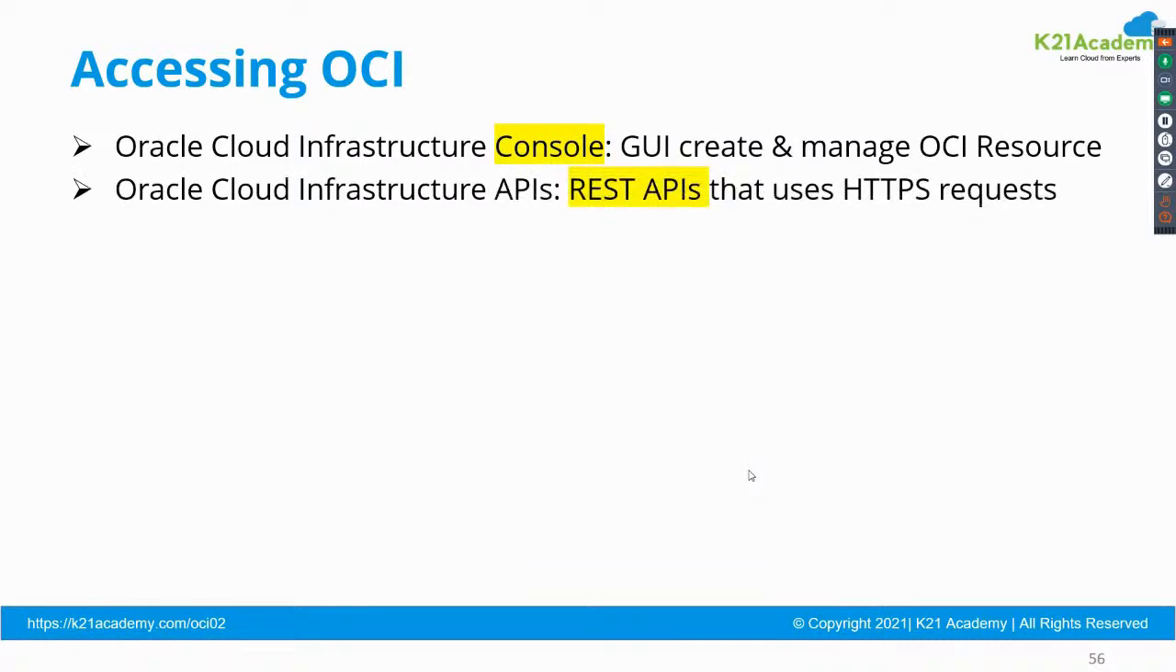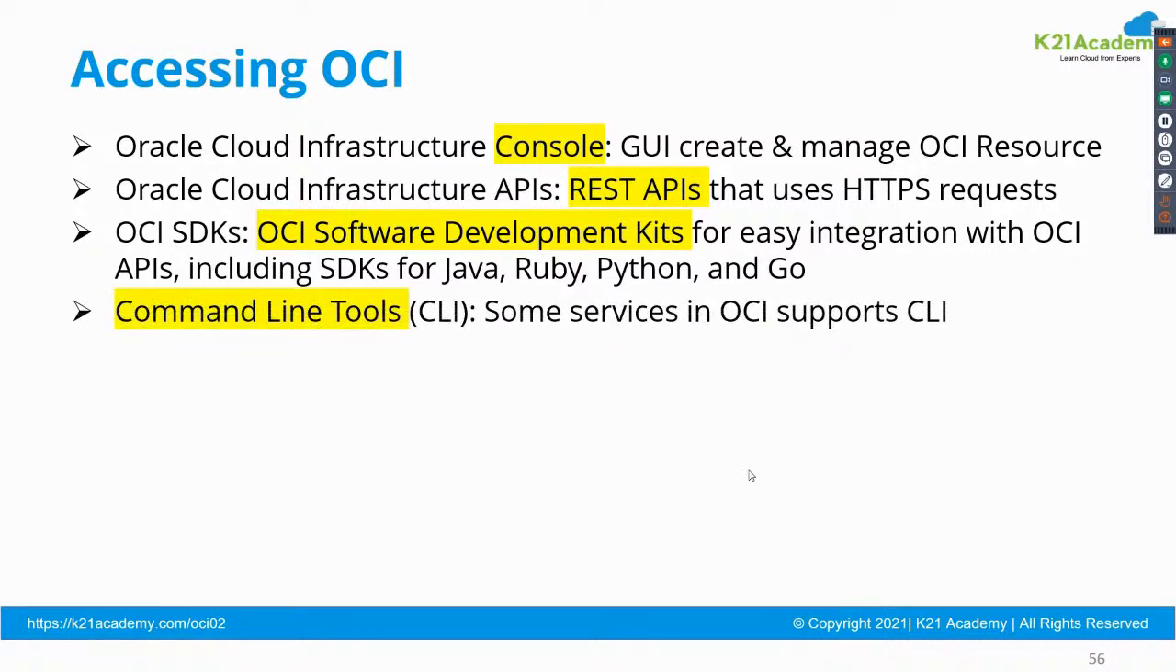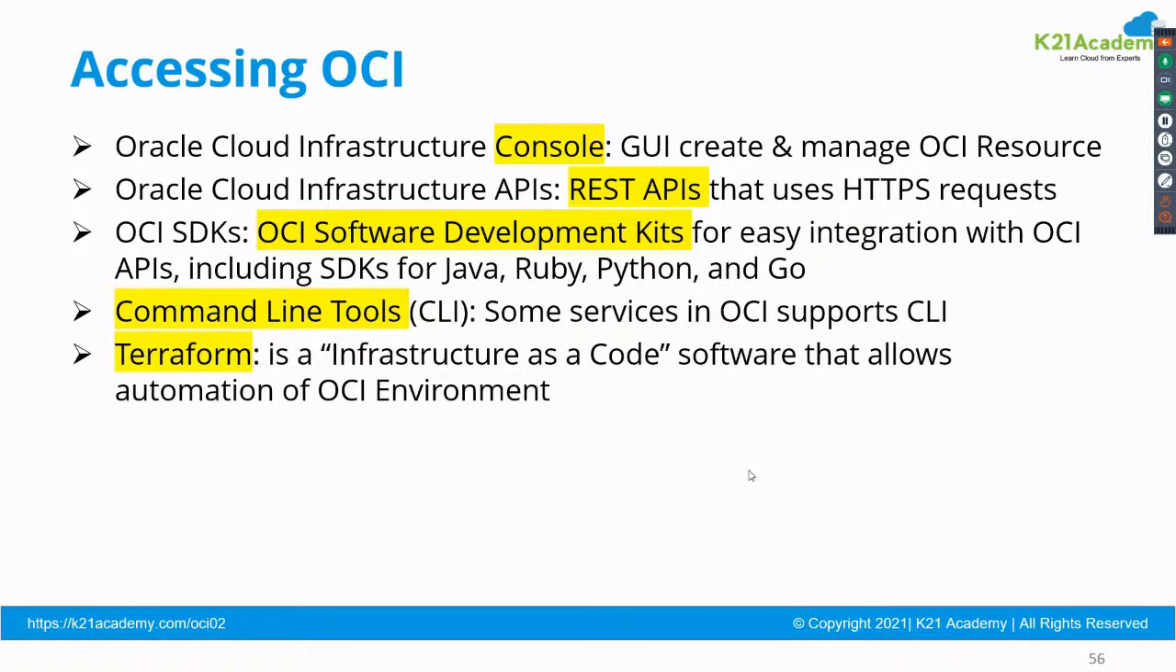Right, so Oracle gives you the console, the REST APIs, which are HTTPS requests, and the software development kit, which is used for integrations with various APIs. Java, Ruby, Python and Go language SDKs are available. Command line interfaces are there, so all the services are CLI-based services as well.